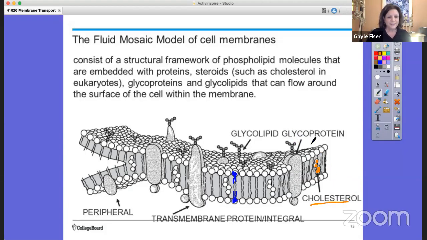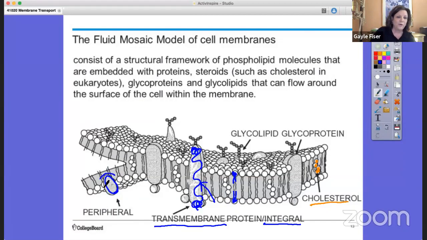Now let's look at some other proteins within this membrane. Let's start with this one. Right here we have a protein that is crossing the membrane. It's on this side and it's on this side. That means it is transmembrane. Another word that can be used for this is integral, which means it is built into the membrane. So that's where you'll find it. Also, this is a peripheral, and it can also be called an integral because it is also stuck in the membrane.